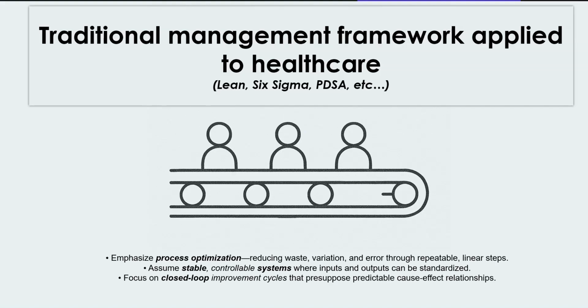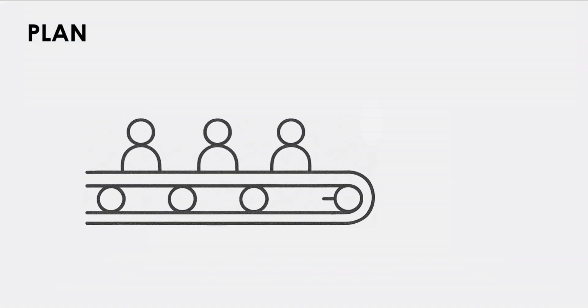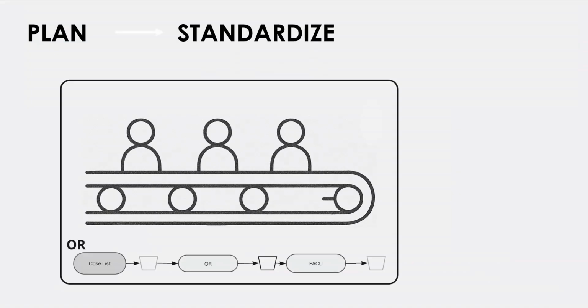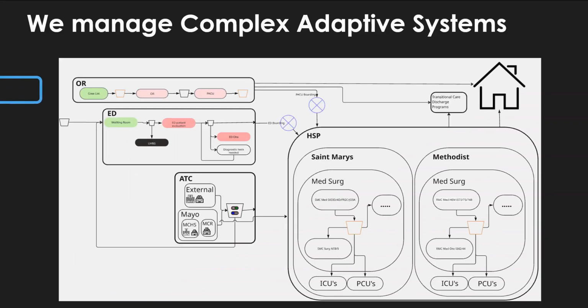They focus on closed loop improvement cycles that believe that we can have this cause and effect type relationship between everything that's clear and linear. And this translates well to a lot of areas, especially manufacturing, but it really struggles in complex adaptive systems, because that's what we have in healthcare. Usually when we make a plan and standardize within some small area, reality happens right after we do that, when it leaves that area, because it's part of a broader complex adaptive system.